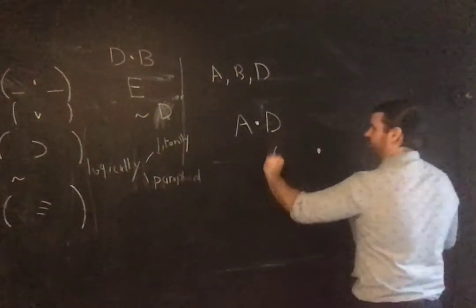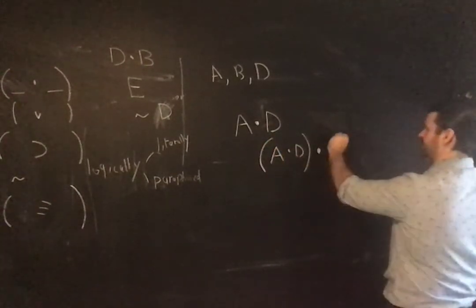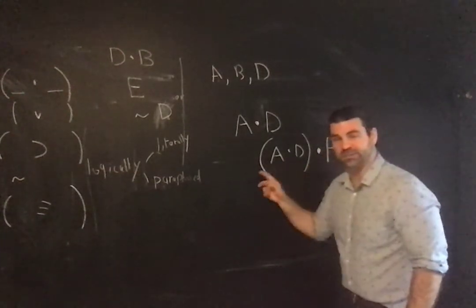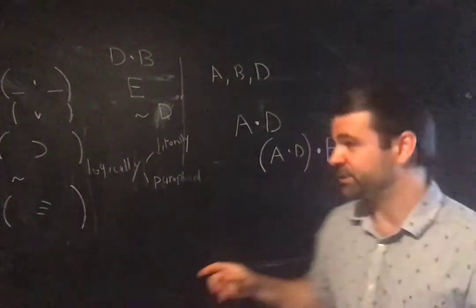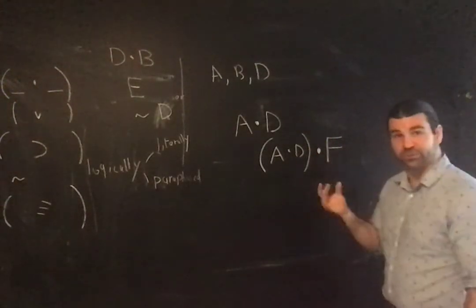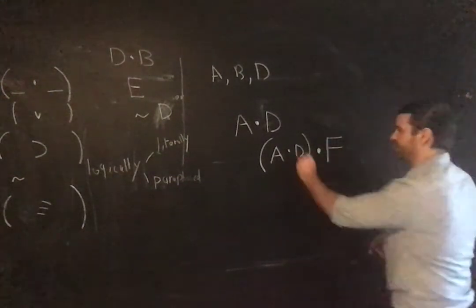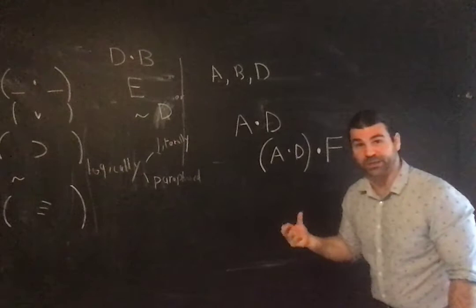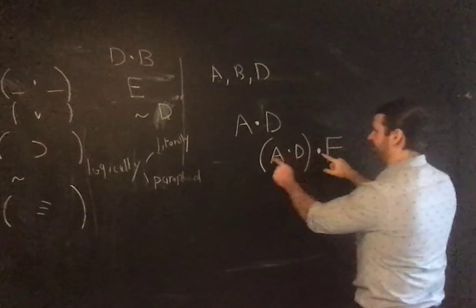I can do it here by putting that whole thing here, A and D, in parentheses, and then let's say F, right? And what the parentheses tell you, the parentheses indicate the order of the construction of the formula. So this says, first we had A, D, and F, just those simple sentences, and then first we conjoined A and D, right? So we made that conjunction, and then we conjoined A and D and F. We conjoined that and that.